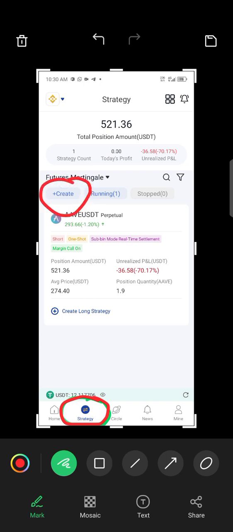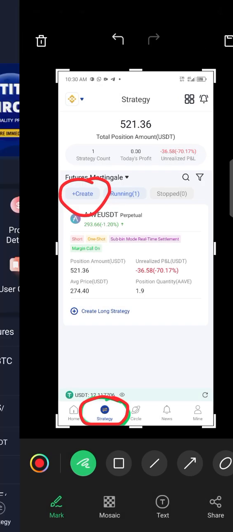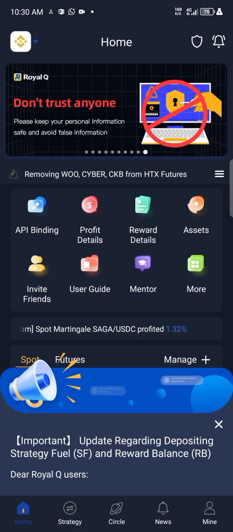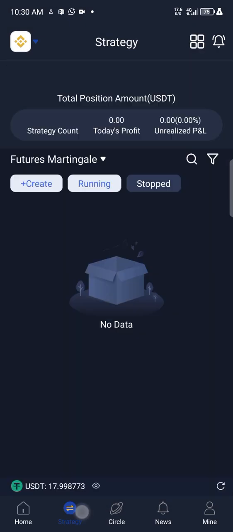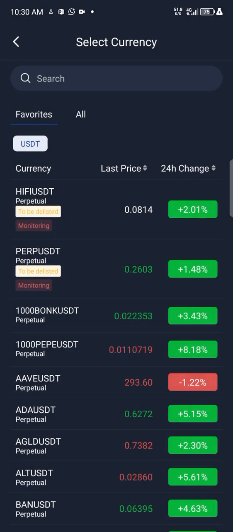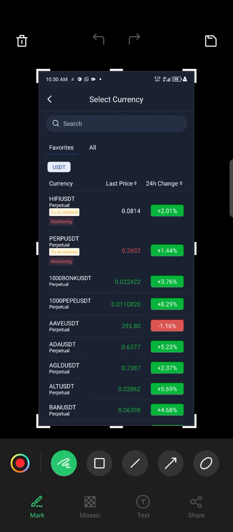When you go to create, it will give you all the coins and what you need to trade. So I'll go to strategy, and then I'll go to create. You see that it's giving me all the coins I've traded before under favorites. Sometimes people are confused here, and they search for the coin under favorites, but that is not where we want to search, unless you have traded the coin before.